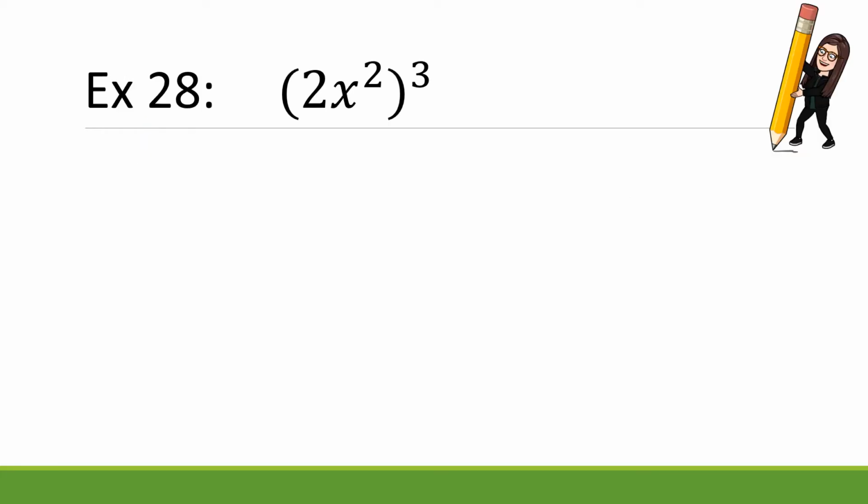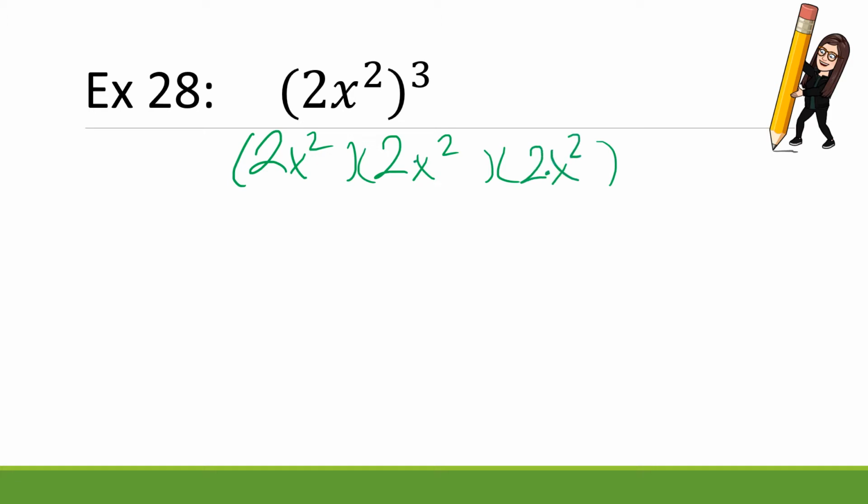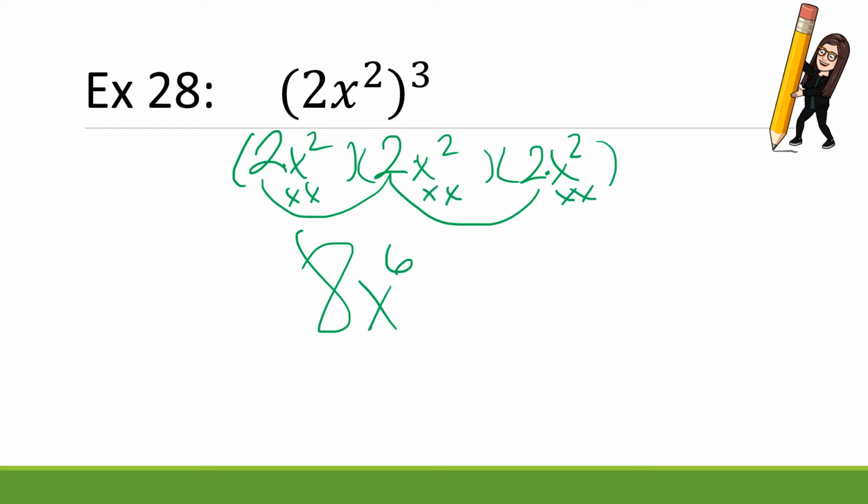All right, here are the examples that are in our notes. The first thing I want to do is have you expand at least one problem. So please expand this one problem in your notes. We won't expand all of them, just this one. So this means I have 3 of these, right? We're multiplying things by themselves 3 times. 2 times 2 times 2 is 8. And if I have 2x's, 2x's, and 2x's, I've multiplied x by itself 6 times.